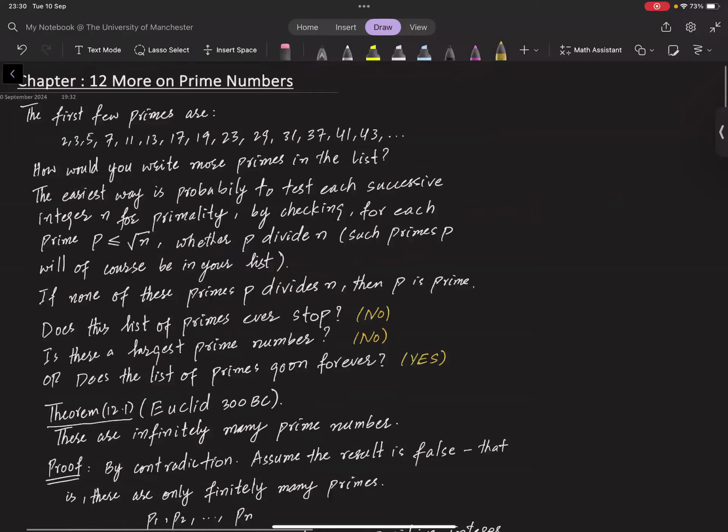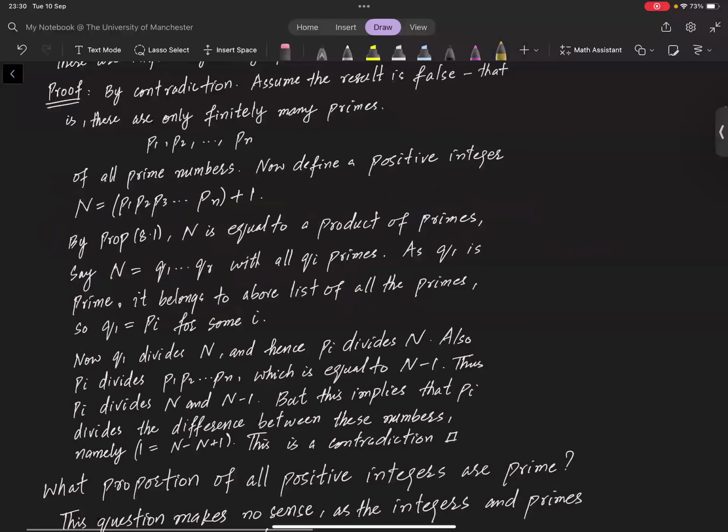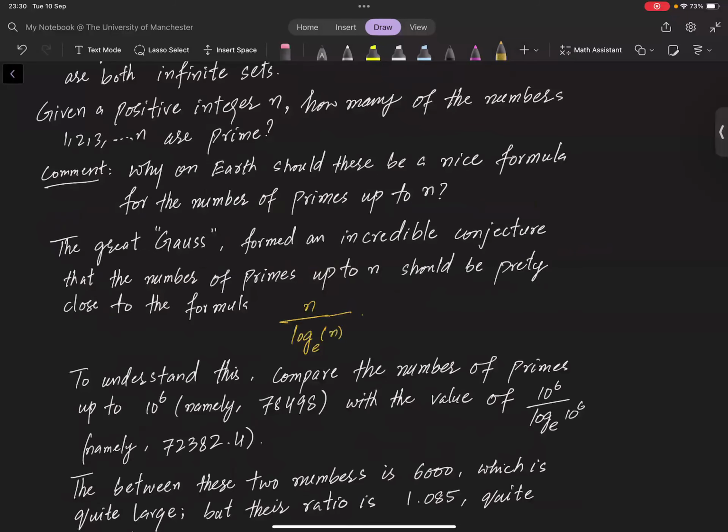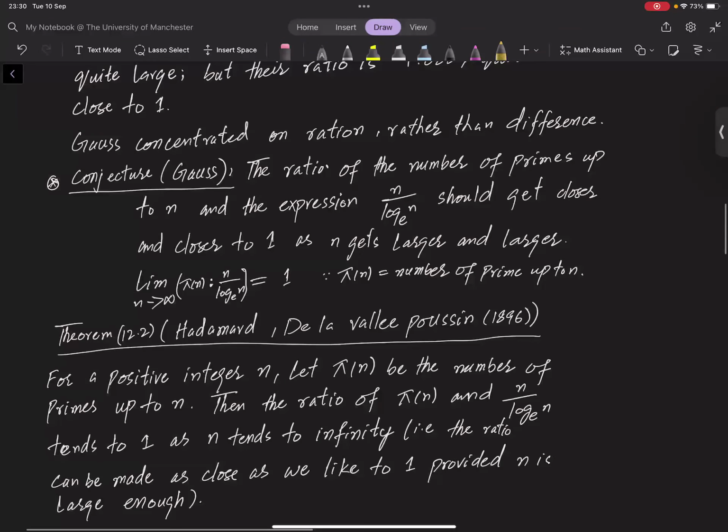Okay, so in this chapter we have talked more about the prime numbers. We have given the Euclid theorem that said that there are infinitely many primes. We have proved it by contradiction. We gave some comments on whether we can have a formula to find the prime numbers up to n, and then we gave the conjecture by Gauss, which says that the ratio of the number of primes up to n and this expression should get closer to 1 as n gets larger and larger.